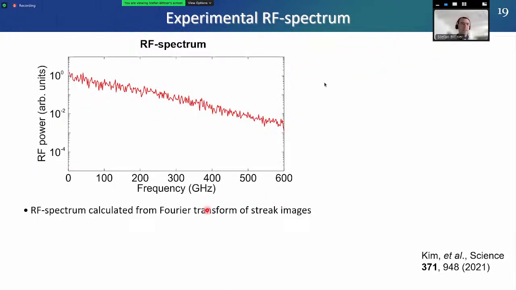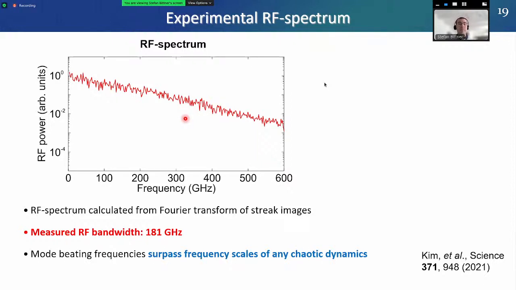Here you see the measured RF spectrum, which was determined by calculating the Fourier transform of the measured streak images. And the RF spectrum has the predicted shape, and we obtain a total bandwidth of 180 gigahertz. This is quite remarkable because it is almost an order of magnitude higher than the highest chaos bandwidths that have been obtained for semiconductor lasers, which are of the order of 30 gigahertz. So why can we surpass the frequency scales of chaotic laser dynamics?